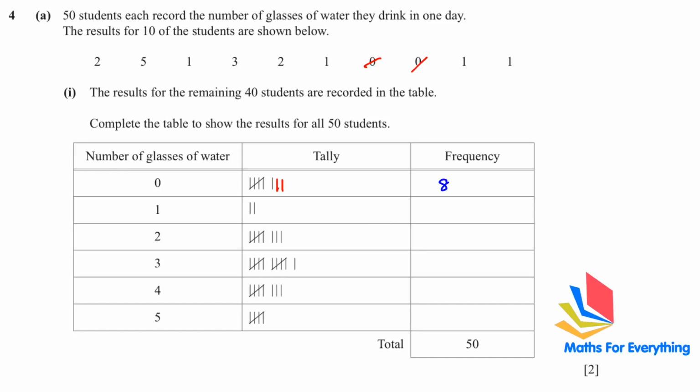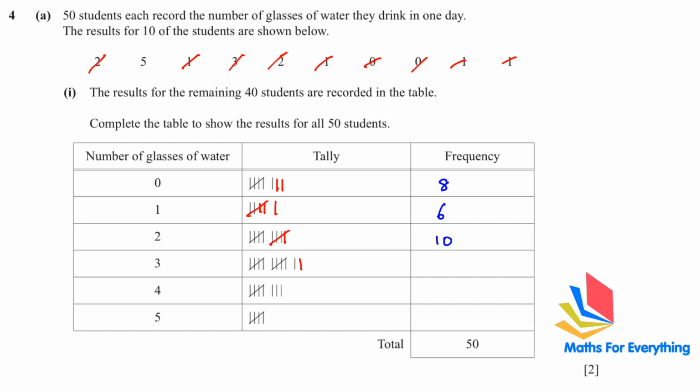And 1 we have is 1, 1. So we have 4 ones, so 1, 2, 3 and 1. That will give us 6. What about 2? We have 1 and 2. So this is 3, 4 and 5. That will be 10.